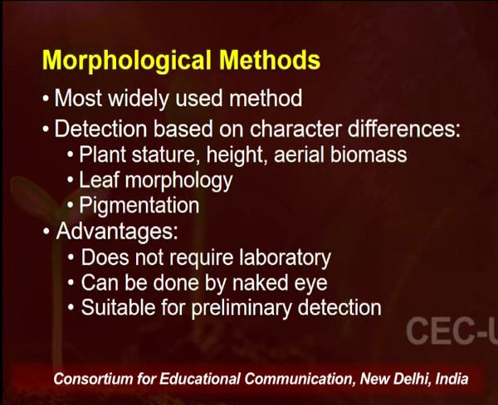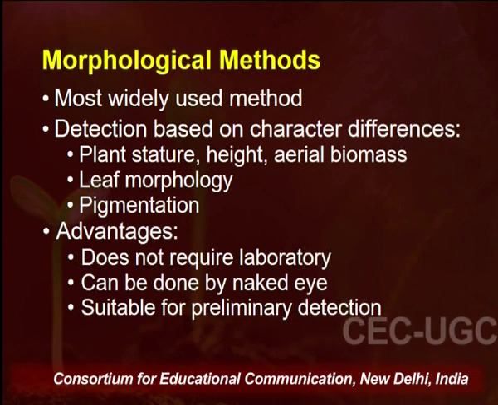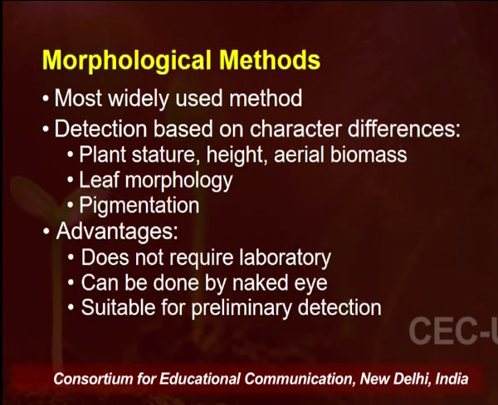There are certain advantages of this method because you just have to observe the morphological characters, so no laboratory is required. This can be done by the naked eye. You don't require any magnification equipment or any sophisticated equipment to identify these variations. These observations have been found suitable for preliminary detection. These variations will give you a clear-cut idea whether variations have occurred in the regenerated plants or not. There are certain limitations as well.